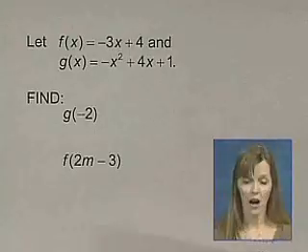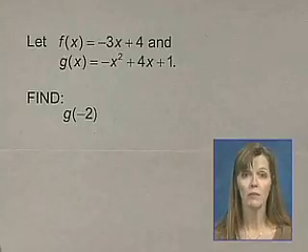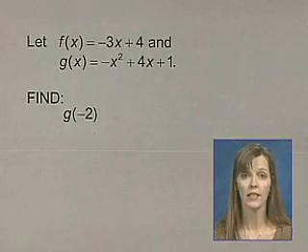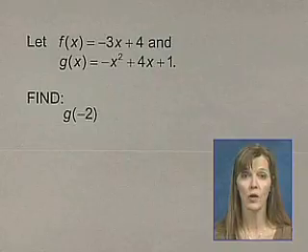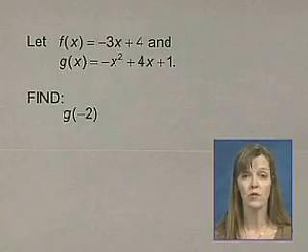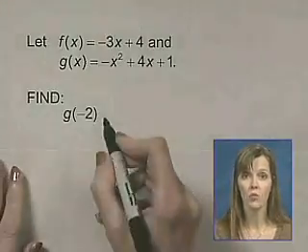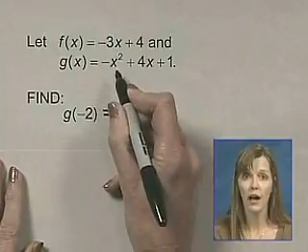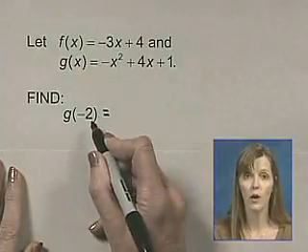Now we're going to look at a problem where we're going to use something called function notation, and here's the one that we want to look at. Let's let our function f of x be given by negative 3x plus 4, and we'll have g of x given by negative x squared plus 4x plus 1. The first thing we'd like to do is find g of negative 2. To do this, this means to replace the value of x with the value of negative 2.